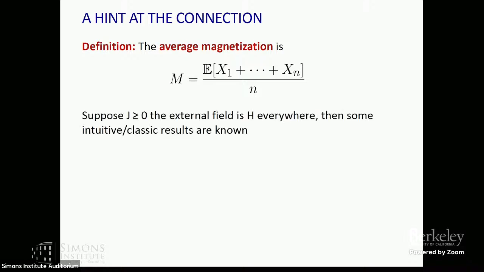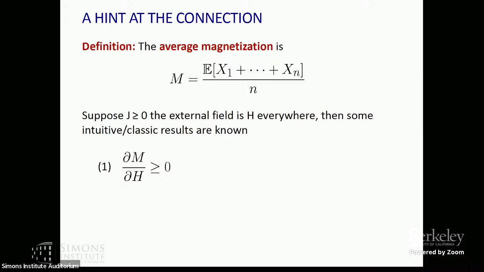And let's assume that this interaction matrix is non-negative, so that it's a ferromagnetic model. Let's assume that the external field is the same value h everywhere, and that h is non-negative. Then there are some really intuitive and classic results that go back to the 70s. One of them is that if I take something like the average magnetization and I increase h, the external field, by a small amount, what should happen to the average magnetization? It should only go up.